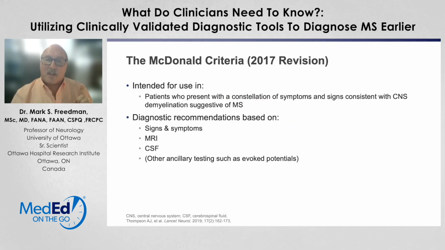So the most important thing is not to put the label where it doesn't belong. You have to have signs and symptoms that are compatible with central nervous system demyelination, full stop, before we even consider applying the diagnostic criteria. If there is a better explanation for a person's particular presentation, that's the disease that's in question.